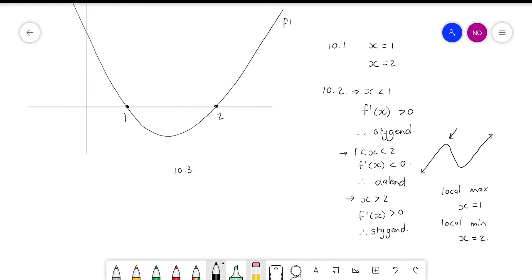Almal reg tot by 10.2. Do you all understand how I get the shape from the graph of the first derivative? Fantastic. Now they say, determine the x-coordinate of the point of inflection of f, meaning you have to take it back to the original graph. Met ander woorde, ek soek die x-koördinaat van die draaipunt van die parabool. What will the x-coordinate of the turning point of the parabola be?